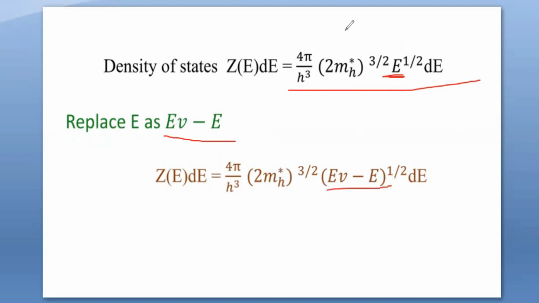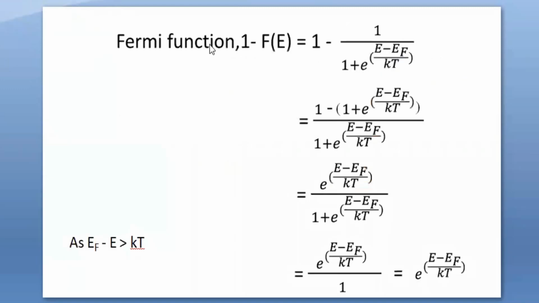And the Fermi function: 1 minus f of E is equal to 1 minus, as we already know, f of E equal to 1 by 1 plus e to the power of (E minus EF) by kT. By subtracting, sorry, actually this is wrong. Here the numerator becomes 1 plus e to the power of (E minus EF) by kT, minus 1. Opening the brackets, this minus 1 gets cancelled. The remaining term is e to the power of (E minus EF) by kT.